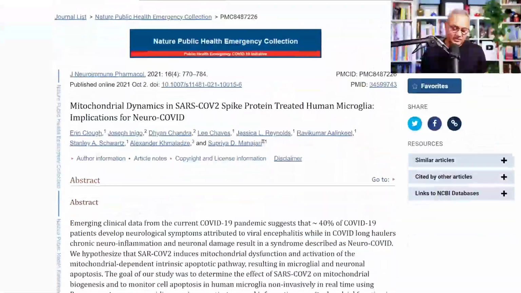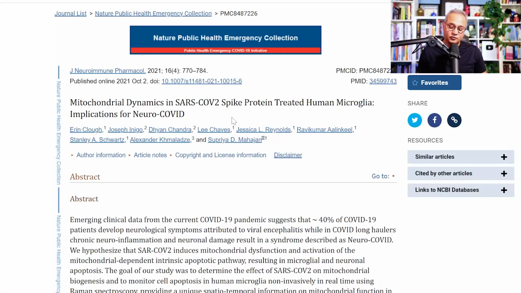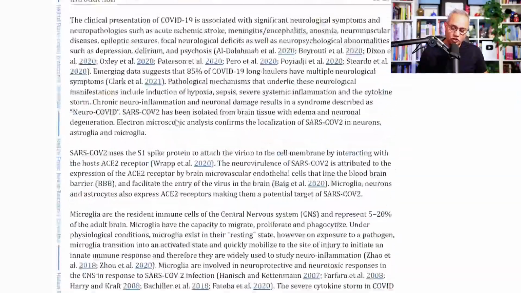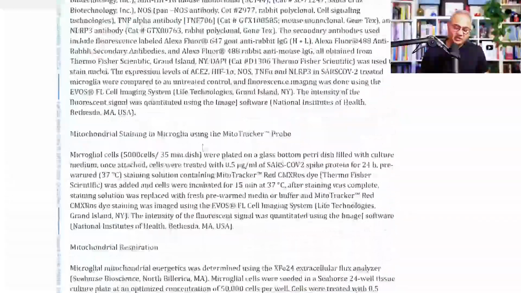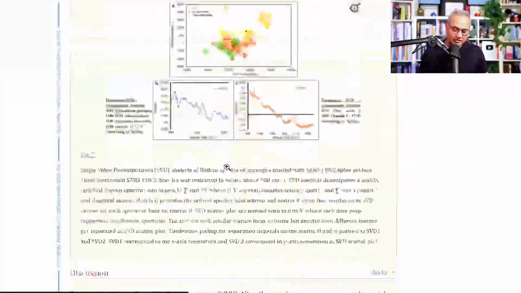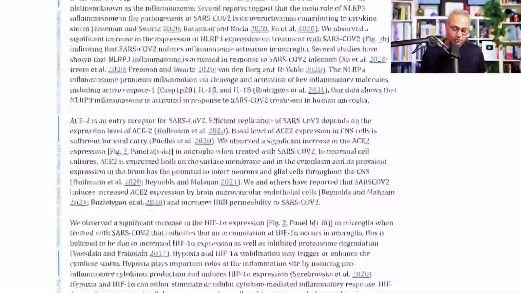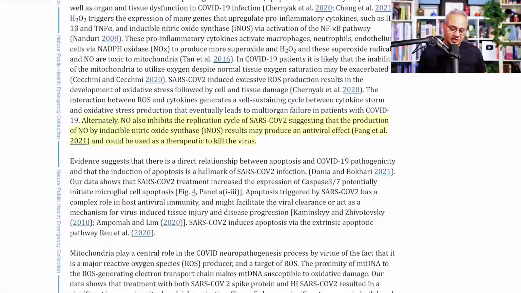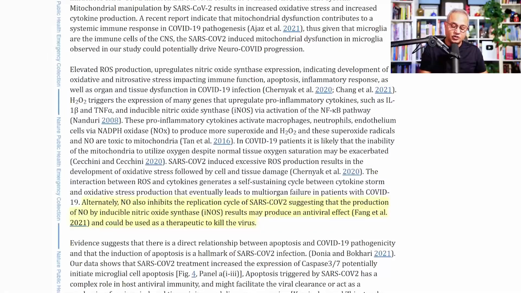This is the other study. This study says mitochondrial dynamics in SARS-CoV-2 spike protein treated human microglia, implications for Neuro-COVID. And in here, they talk about the mitochondrial fragmentation and dysfunction because of the spike protein. So I had highlighted just one part. As you can see, it is a thorough big study. But if you see here, alternately, NO also inhibits the replication cycle of SARS-CoV-2. So there is a possibility that nitric oxide actually helps be the antiviral as well. But anyway, this is a study that shows spike protein's effect on mitochondria and the fragmentation of mitochondria.